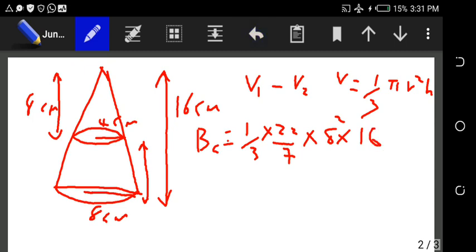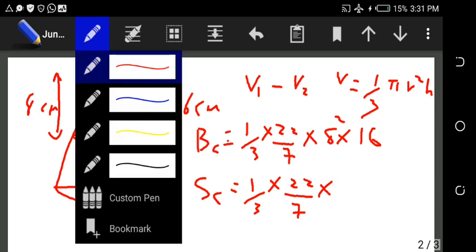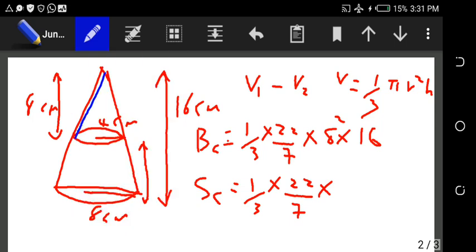Whereas for the smaller cone, let's call that SC. The small cone, the volume is still the same formula, 1 over 3 pi r squared h. So we have 1 over 3 times pi, which remains unchanged as a constant, 22 over 7, times our r, that is the radius for the small cone. When you consider the smaller cone, that is this one here, the radius of it is 4 cm.